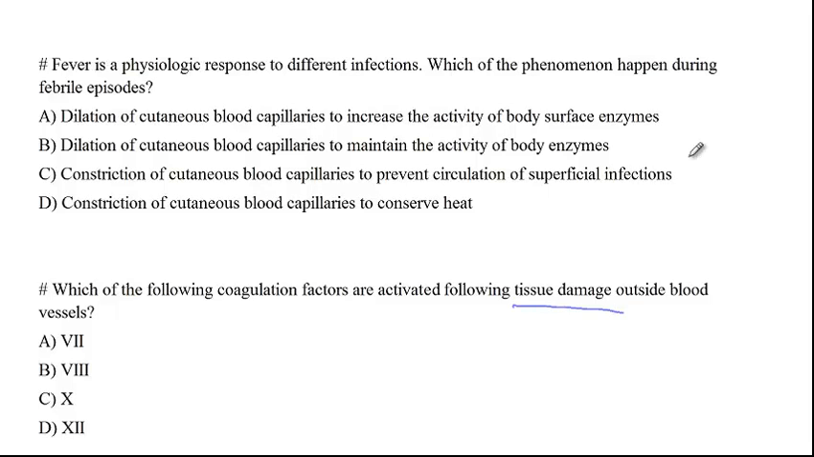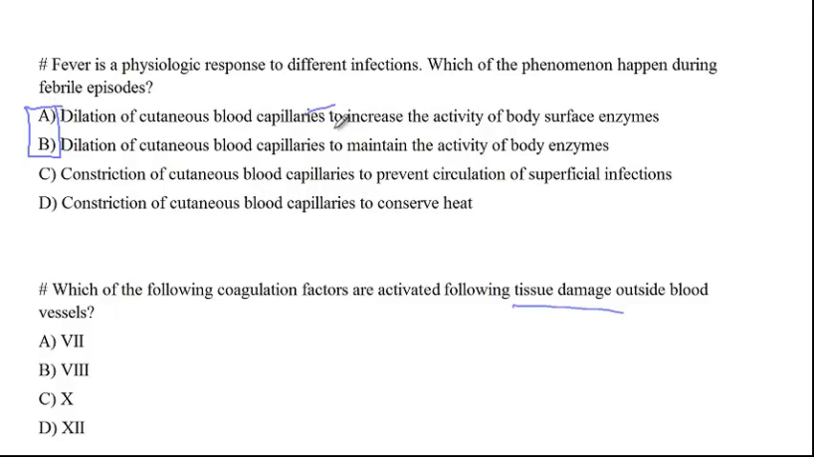All right, what happens when your body temperature increases so much when you have a fever? So we just discussed how the cardiovascular system helps with thermoregulation. So when the body is too hot, it would dilate the vessels in the skin in order to dissipate some of the heat through the skin. So the answer would be dilation of the cutaneous blood capillaries.